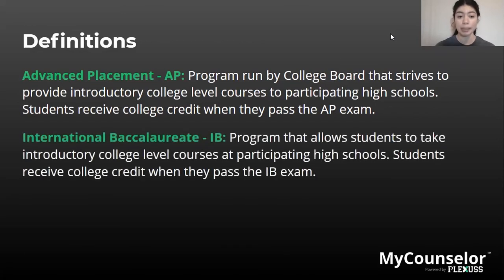Let's move on to IB. IB stands for International Baccalaureate. This is a program that allows students to take introductory college level courses at participating high schools, which, as you can see, are very similar to AP courses. Students will receive college credit when they pass the IB exam, and the IB exam is scored on a 7-point scale. Please note that each college has its own requirements in terms of what type of college credit they want to give you based on your score on the AP or IB exam.